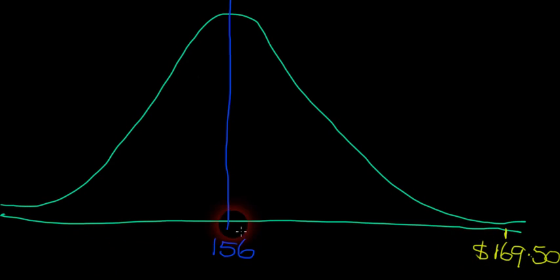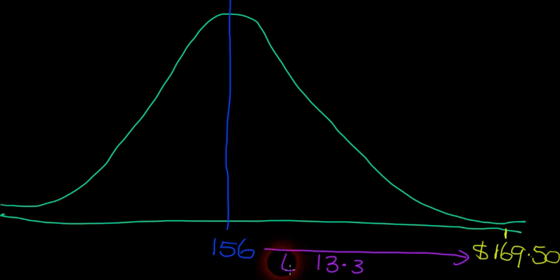Okay, so we found from our hypothesis test that this distance here, and it's totally out of proportion, is 13 standard deviations between these two numbers. 13.3. So t was equal to 13.3. So we know that our value of 169, which we found in our sample, is 13.3 standard deviations away from $156.